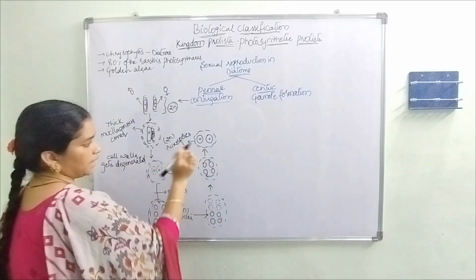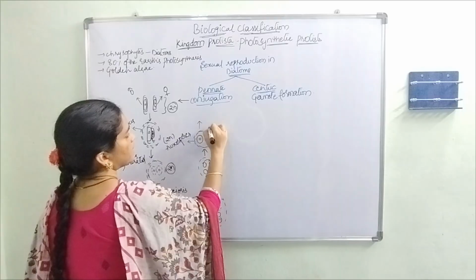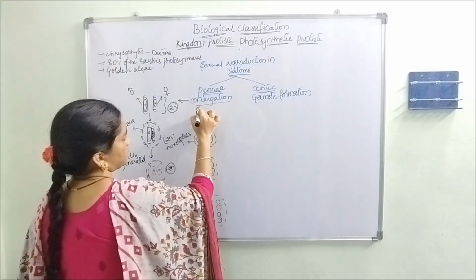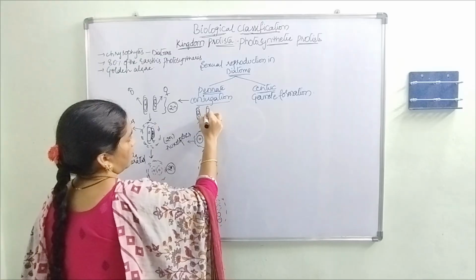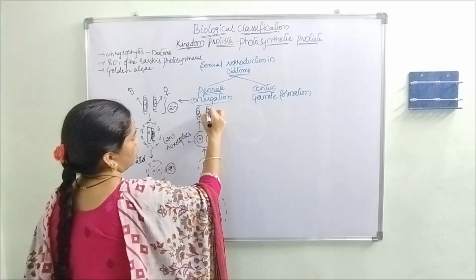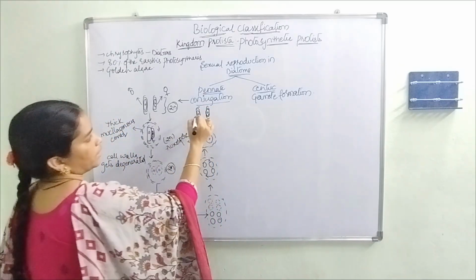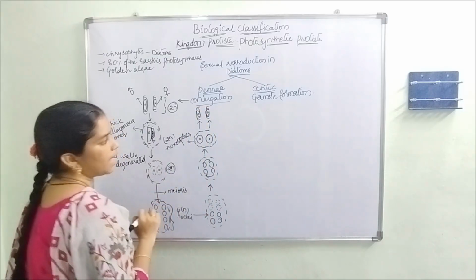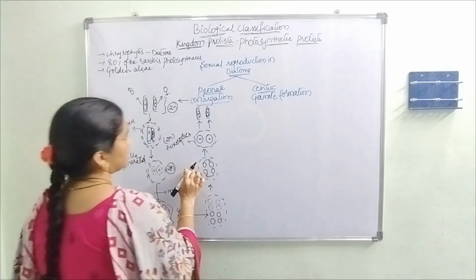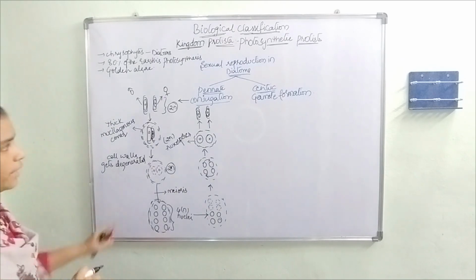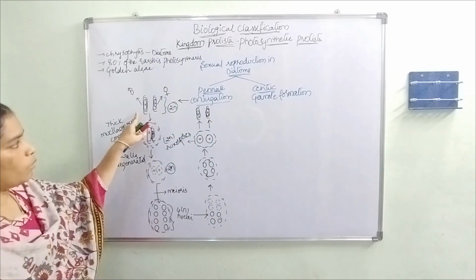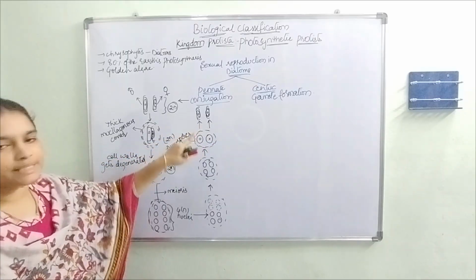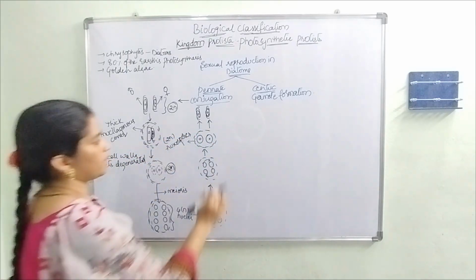Each of the auxospores results in a normal sized diatom, and it is going to develop its own cell walls, epitheca and hypotheca. This is the conjugation in which one bigger and one smaller cell yield 2 normal sized cells.